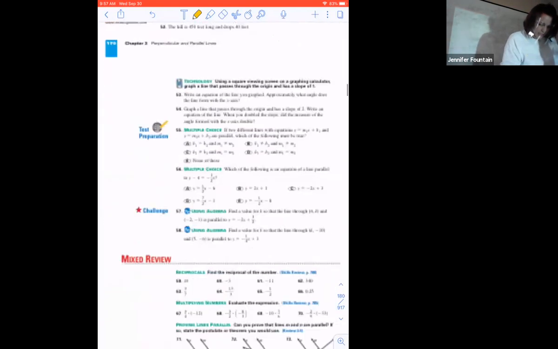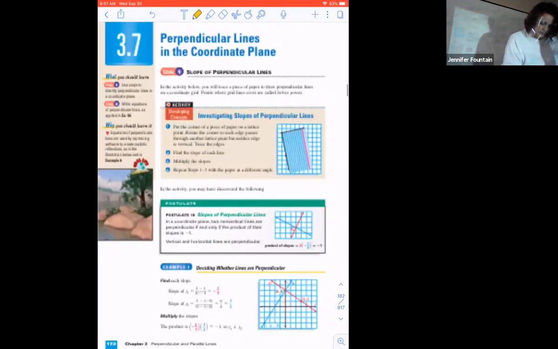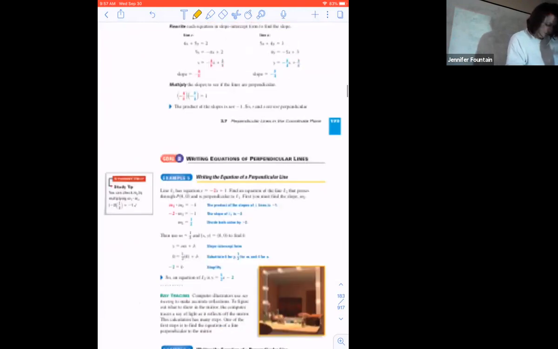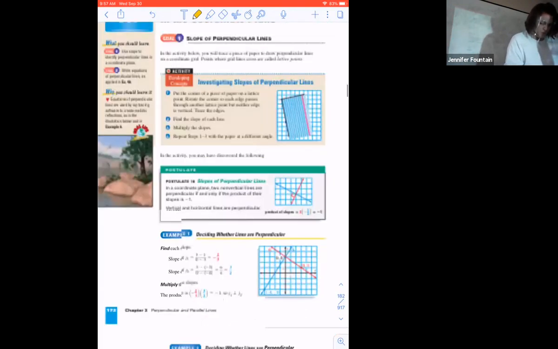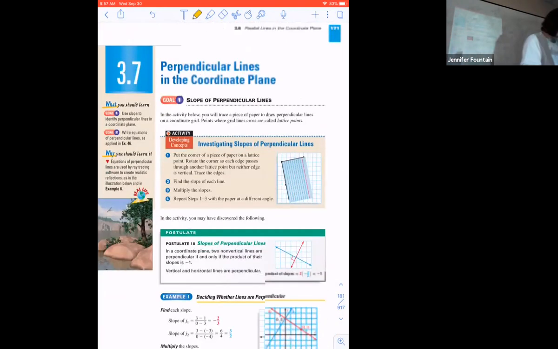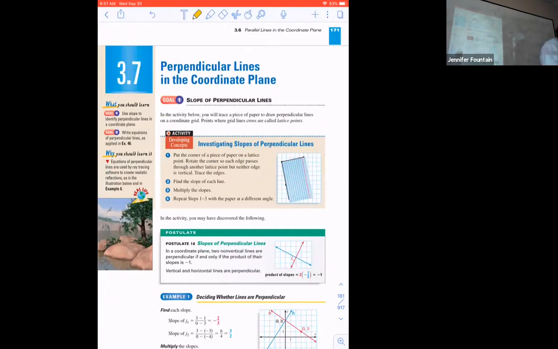All righty. So, my goodness, we have used a ton of time going over homework, but I'm not real sure how we can do anything else. So let's move on to 3.7 for just a moment. 3.7, perpendicular lines in the coordinate plane.